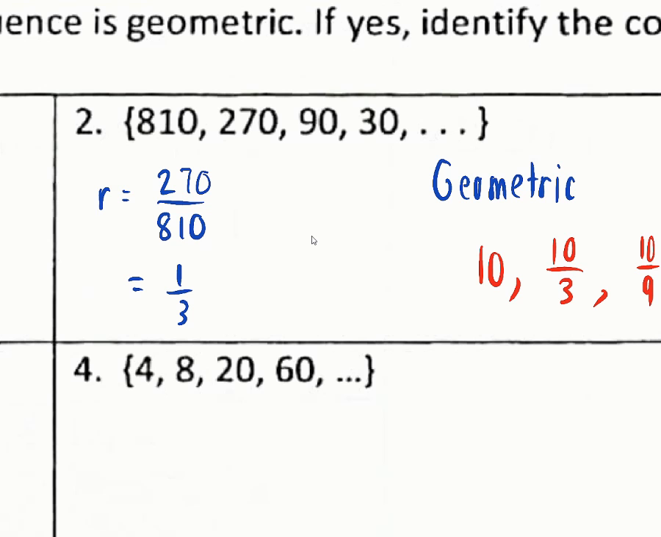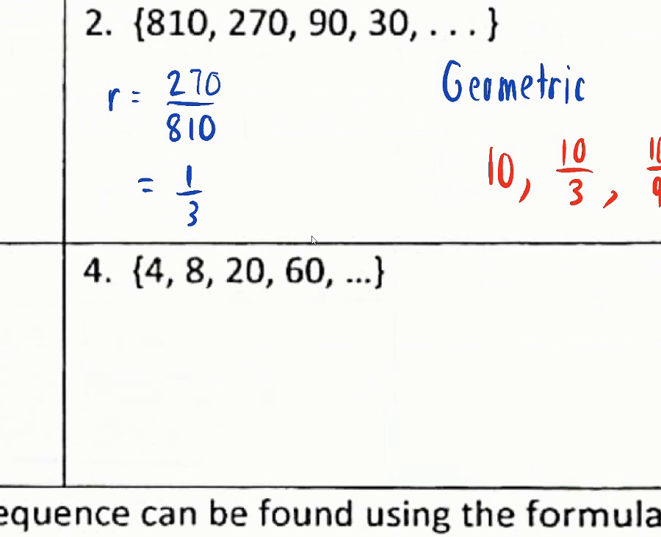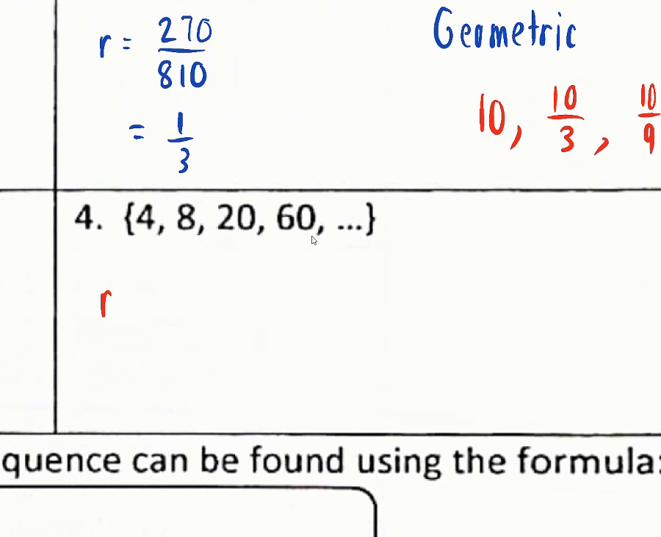Okay, all right, and let's look at one that's not. Look at number 4. Let's find our common ratio. Once again, how do I do it? A2 over A1. So A2 is 8. A1 is 4. What's 8 divided by 4? 2. So I should keep multiplying by 2 here if this is a geometric sequence. What's 8 times 2? Not 20. So it's not geometric.